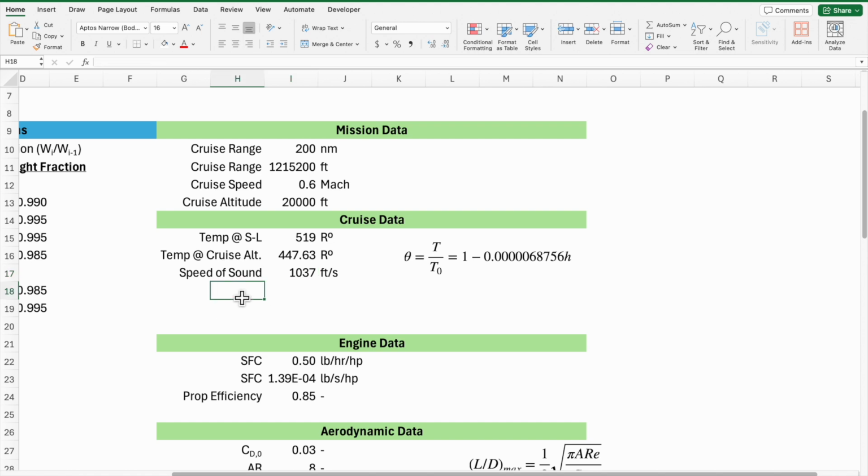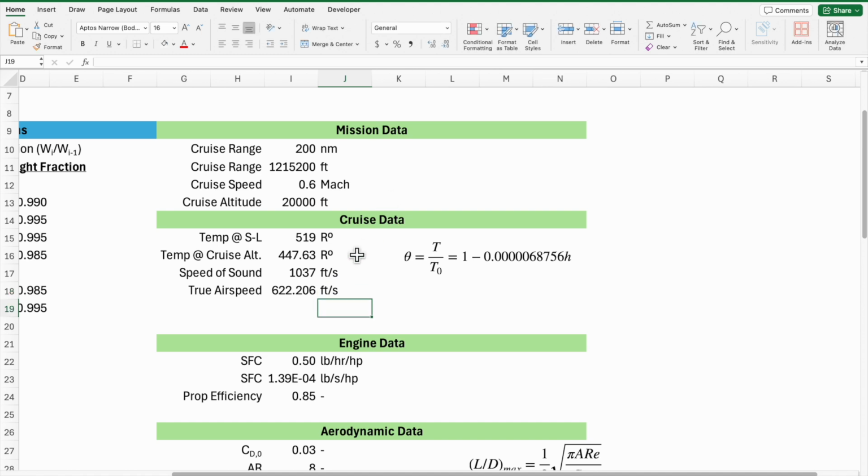So then how do we convert our Mach speed to our true airspeed? True airspeed is simply going to be equal to the speed of sound times our Mach number. Our Mach number is just the percentage of the speed of sound that we're traveling at. So 60% of this 1037 is our true airspeed. We're traveling at 622 feet per second.